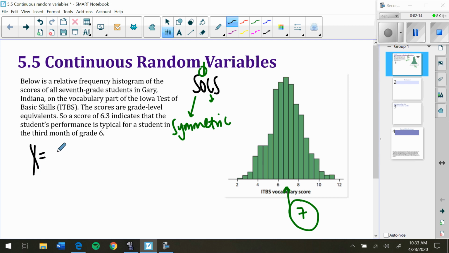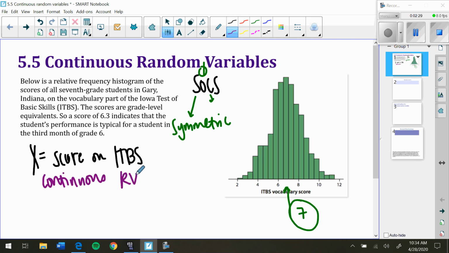If we look at this, hopefully we notice that this is a continuous random variable. So let's say X is a student's score on the Iowa Basics test. And we just said this, but it is a continuous random variable. Why? Well, because I could get a score of 6.3, or I could get a score of a 9.1, or anything in between what looks like 2, our lower end, and a little bit under 12, our upper end.